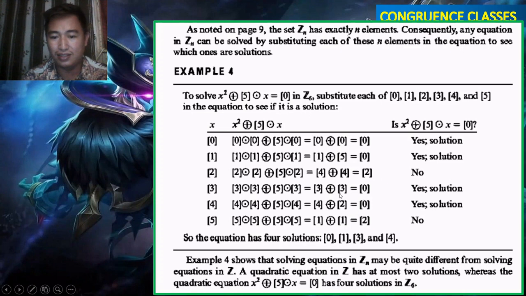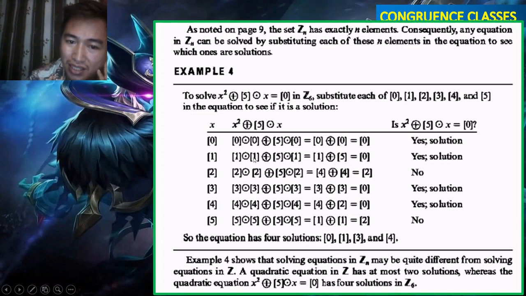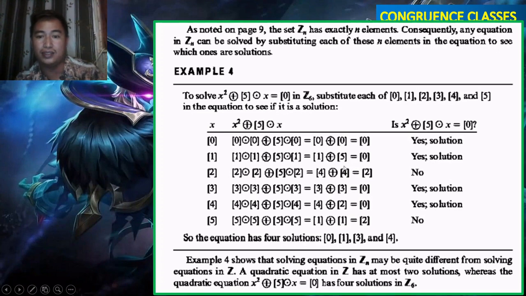Okay, so si 1, class, kung i-substitute si 1 sa x. So, 1 squared, so that is 1 times 1 is 1. And then 5 times x, so 5 times 1 is 5. So, 1 plus 5 is 6. Divide man siya ni 6. So, therefore, this is equal to 0 in Z6. So, yes, it is a solution.